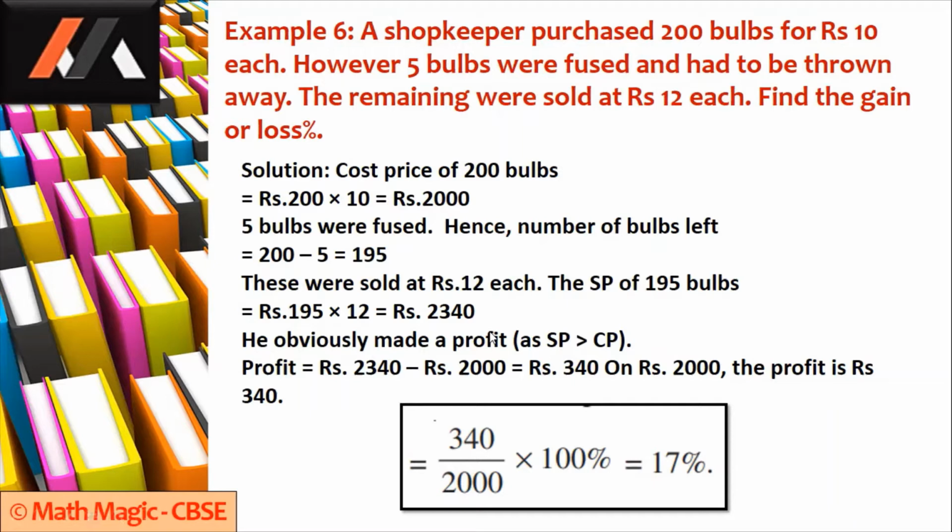Profit is nothing but selling price minus cost price. 2340 minus 2000, which is equal to 340. The profit or the gain amount is 340. Now we have to find the gain percent, that is gain amount or profit divided by cost price into 100%. 340 divided by the cost price, that is 2000, into 100%, which is equal to 17%. Therefore, the shopkeeper had a gain of 17%.